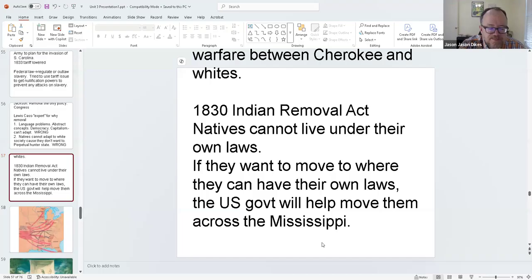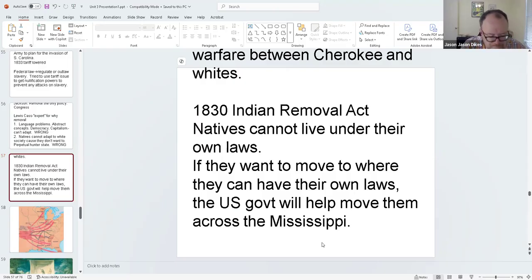Jackson understands how deeply prejudicial Southerners are against Native Americans because of what had happened in the War of 1812, because of Tecumseh's rebellion. And so he honestly believed that this was the best thing for the natives, was to get them away from white America while they were still alive. And again, some of the natives simply took the deal and moved.